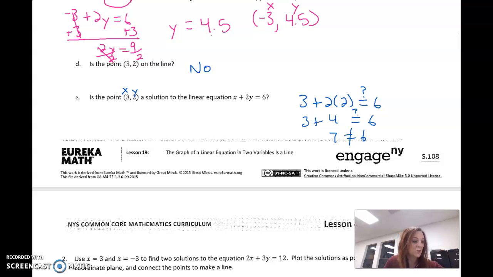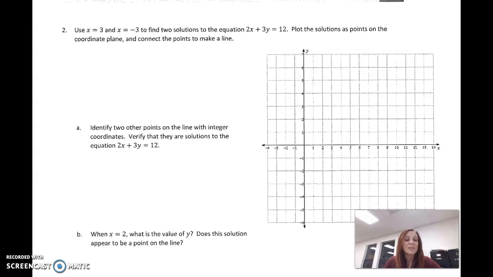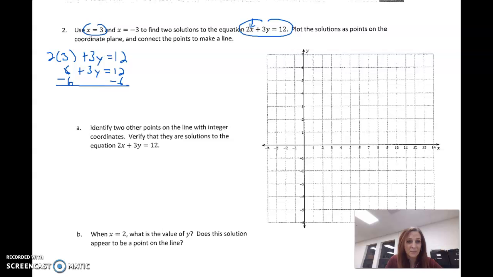All right, let's do one more of those real quick here. I'm going to move pretty fast through these because we're basically doing the same thing. So this time we have x equal to 3 and x equal to negative 3 to find two solutions to this. So I'm going to be plugging in those x values here. 2 times 3 plus 3y equals 12. And I'm going to solve this. That's 6 plus 3y equals 12. Subtract 6 from both sides. 3y equals 6. Divide both sides by 3. See, I said I'm going fast. I'm going to get sloppy here. And that's 2. So y equals 2. So when my x is 3, my y is 2.